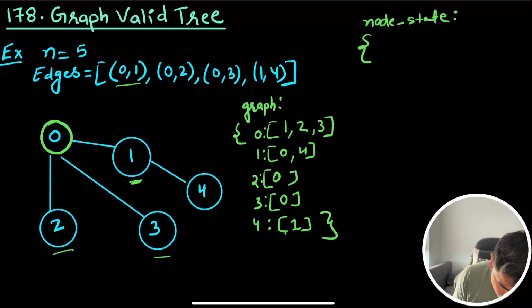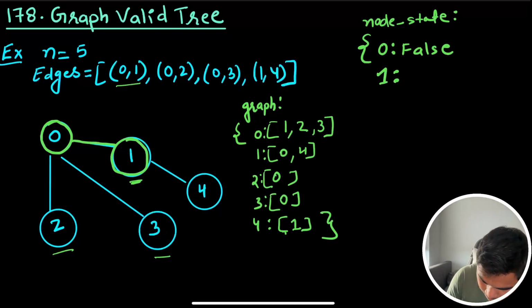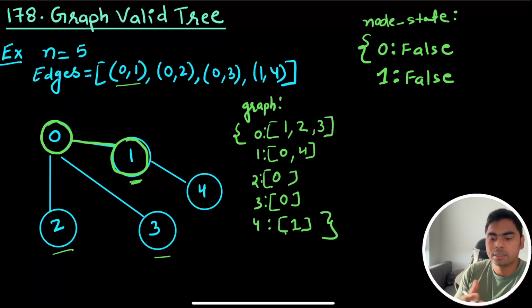So I'm going to start exploring 0's first neighbor. Because it's currently being visited, I'm going to mark 0 as false. Then I will visit 1. I'm trying to visit 1, so 1 will be marked false. You can also do this using a visited set as well, same thing. Then I will be exploring all the neighbors of 1, which is 4.